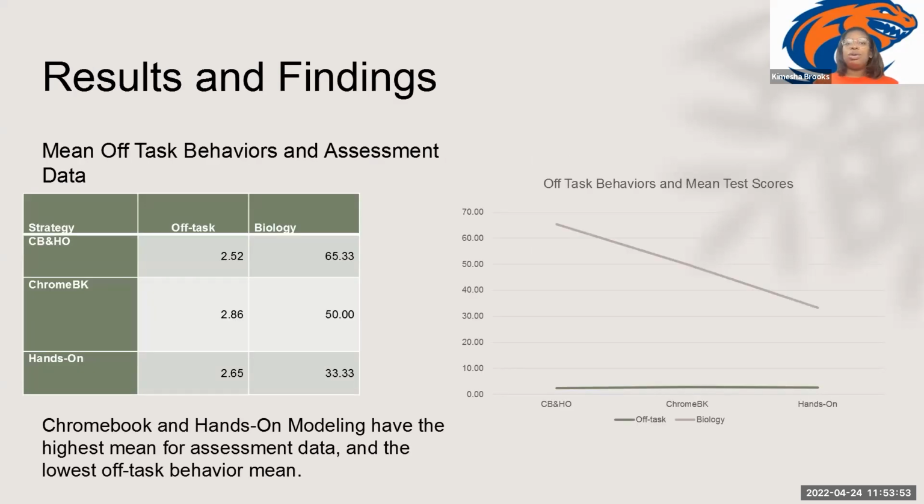My results showed that the Chromebook and hands-on modeling had the highest mean for assessment data and the lowest off-task behavior mean. What this meant is that students who were able to use both the Chromebook and hands-on modeling, a combination of both, performed better and had lower off-task behavior. They were not doing things like walking around the classroom when they weren't supposed to or using their cell phone. They were really engaged and focused in the lesson more so than the other classes.